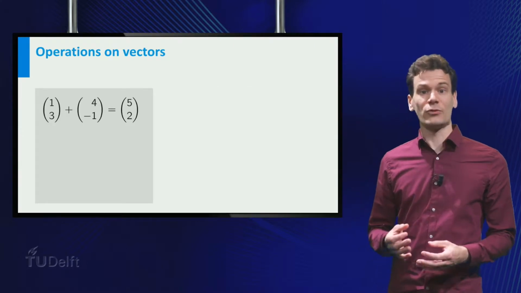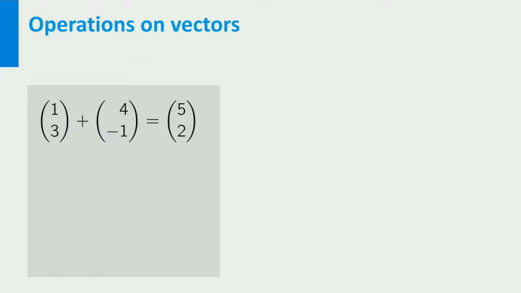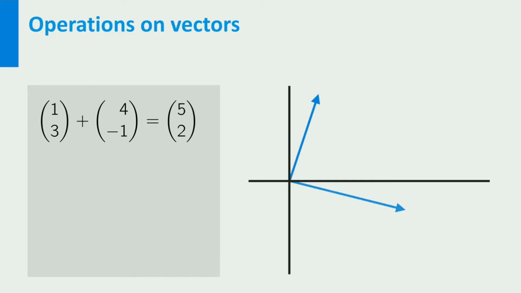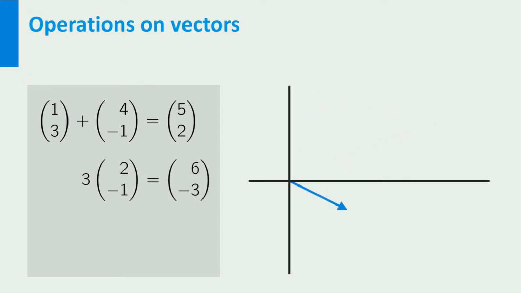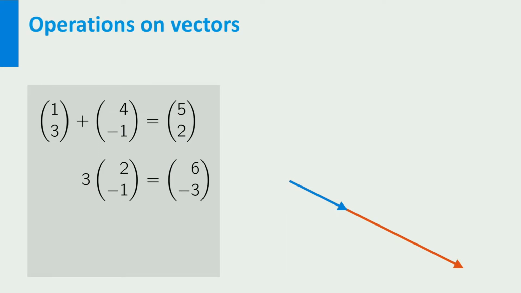Consider the sum of two vectors. If you draw vectors as arrows, then the sum can be obtained geometrically by simply putting one after another. Note that we do not need the coordinate system. It is a purely geometric construction. Multiplying a vector by a scalar also has a geometric meaning. It is the same as multiplying the length of the arrow by that scalar. And again, we don't need the coordinate system to define this.